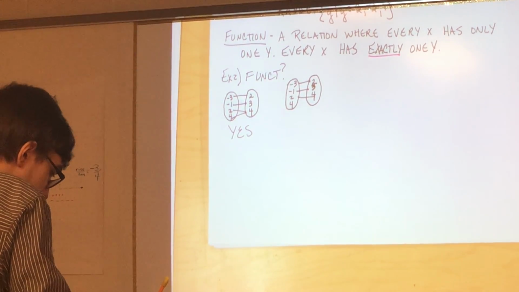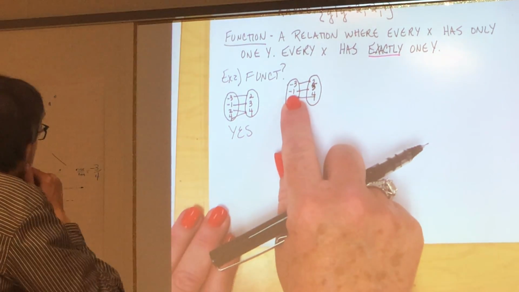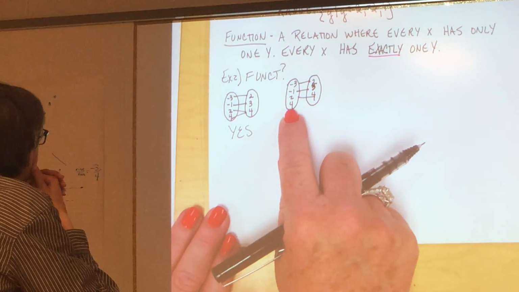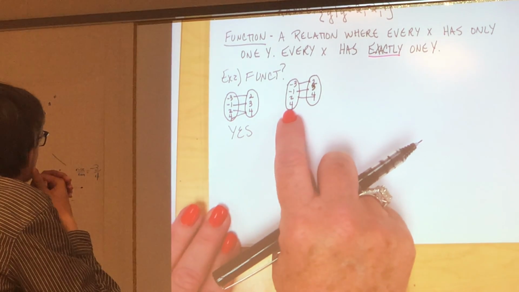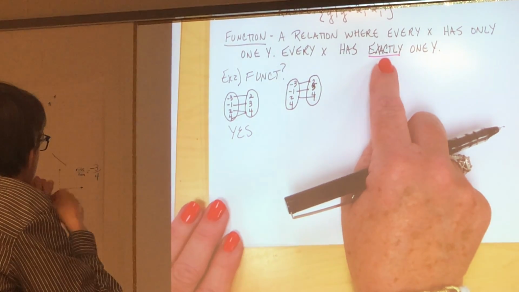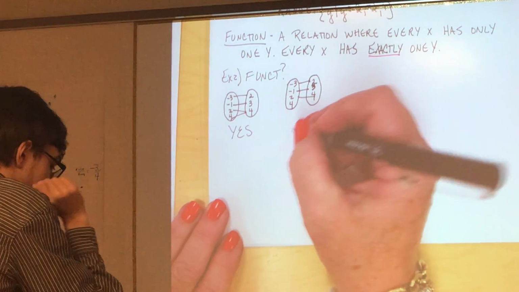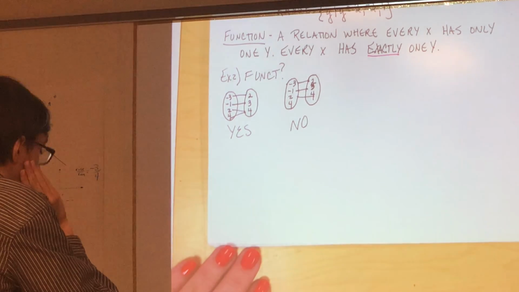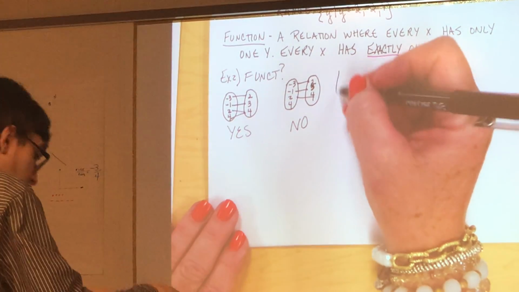Why is it not a function? He has one Y, one Y, one Y, one. Nope. Oh, he doesn't have. That's what I mean by the word exactly. Do you see what I'm saying? Every X has exactly, no more, no less. He doesn't have a Y. He is not a function. Okay? Here's your next one.